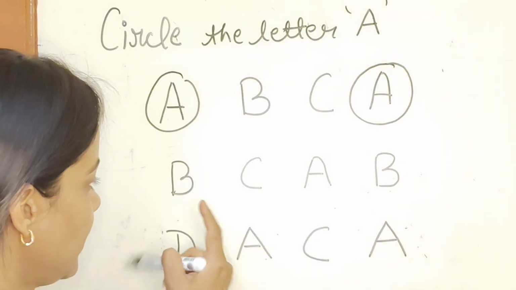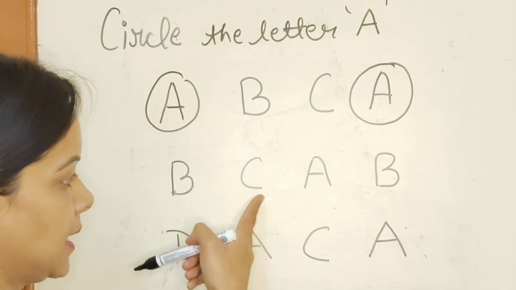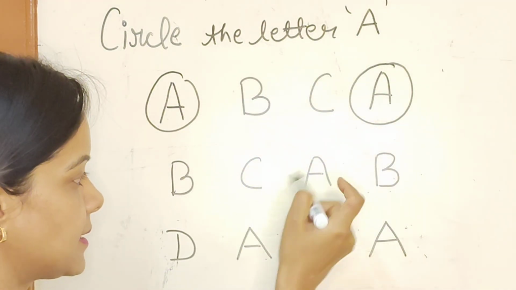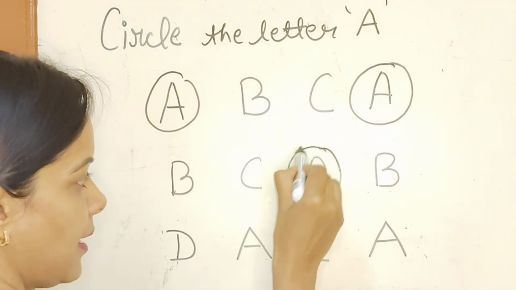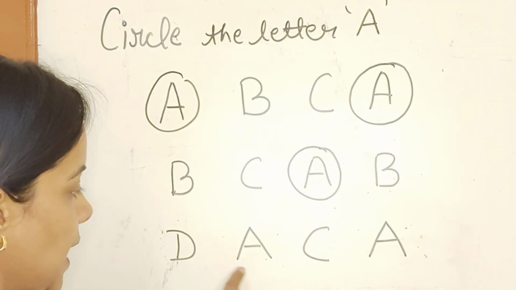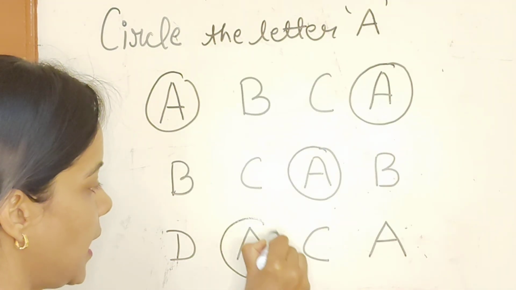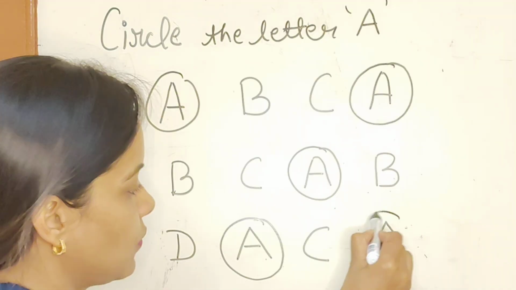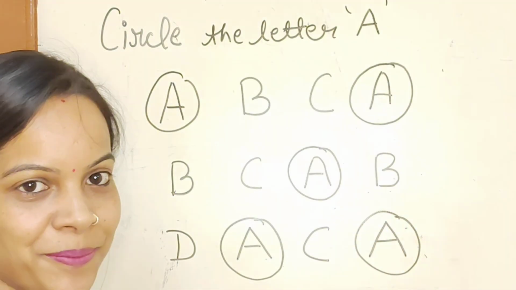In this section, here it is B, this is C and this is A. And in the last third line, we will check D, A. We got one A, C and then also we got another A.